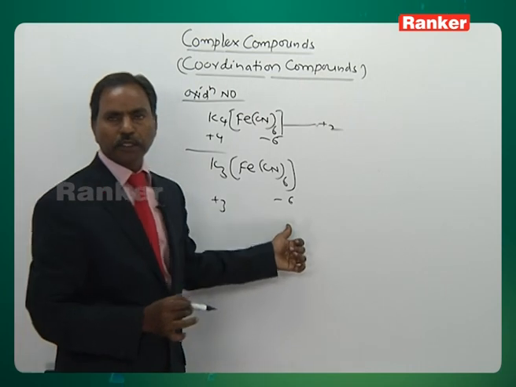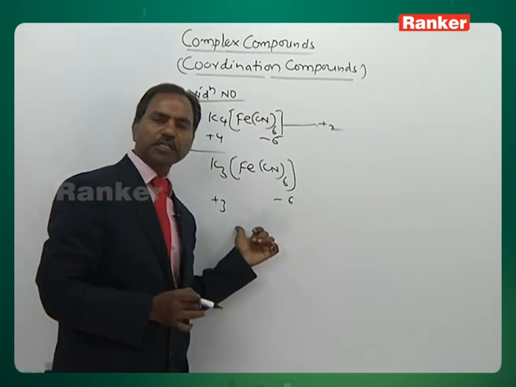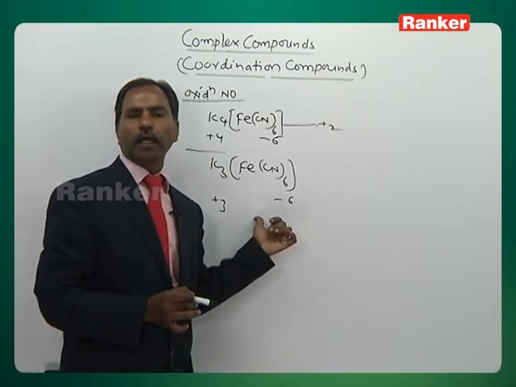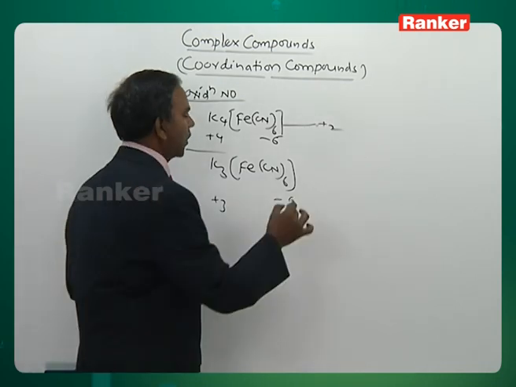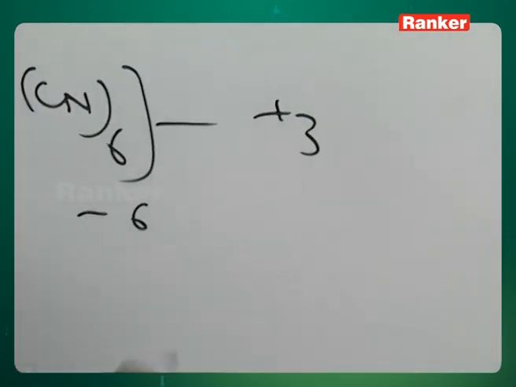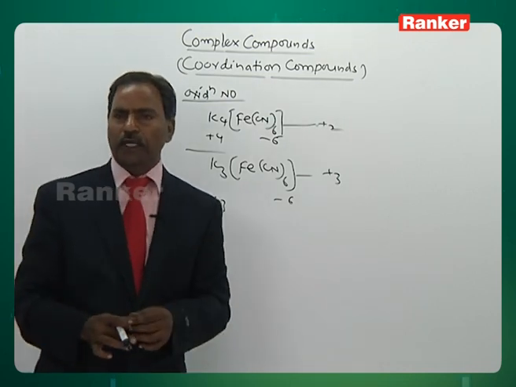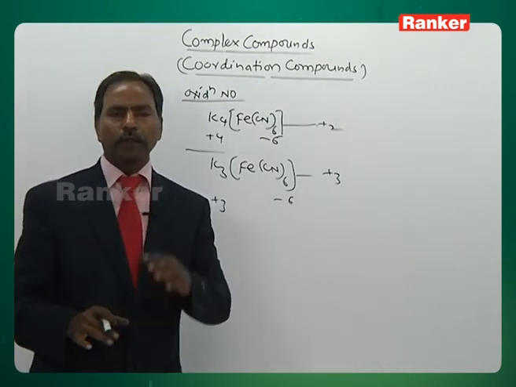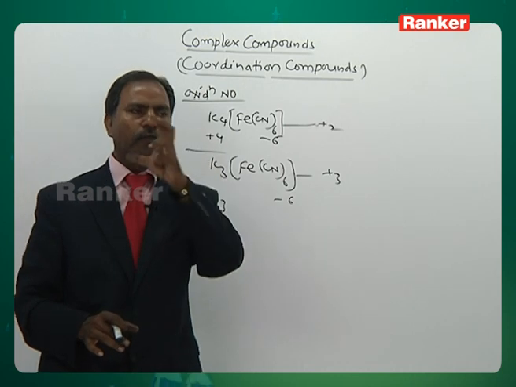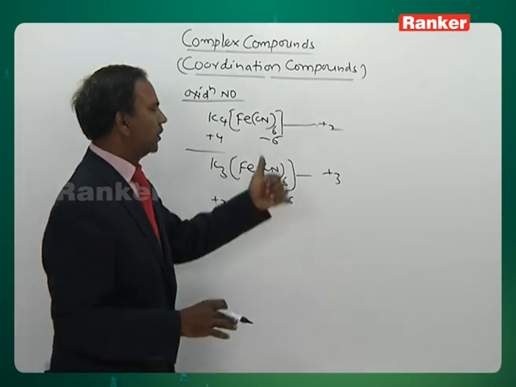Out of 6 charges, 3 charges are satisfied by potassium ions, and the remaining 3 are satisfied by iron. Therefore, the iron oxidation number comes to be plus 3. Still you can apply x plus y plus z equal to 0. That will take some time, but if you need to, by looking at the formula you can easily see the complex. This is the way to calculate.